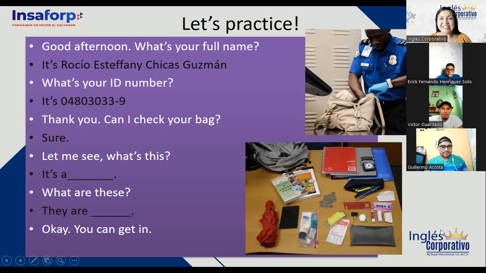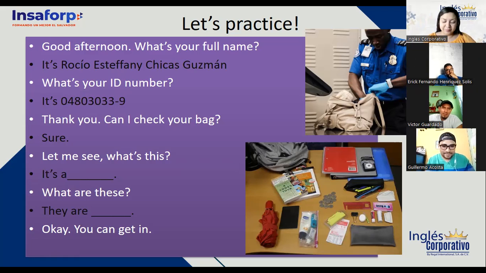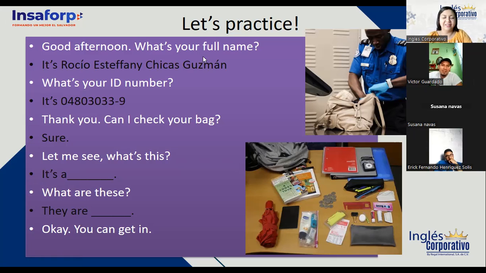Okay, Victor. What's your ID number? ID es el documento de identificación personal. En nuestro país se llama DUI, ¿verdad? What's your ID number? El número de DUI. Okay. 0 2 6 8 8 3 0 3, guión, no sé cómo se dice. Hyphen, se dice hyphen. 0. Ok, thank you. ¿Cómo se dice guión? Ahí se los escribí en el chat, hyphen.